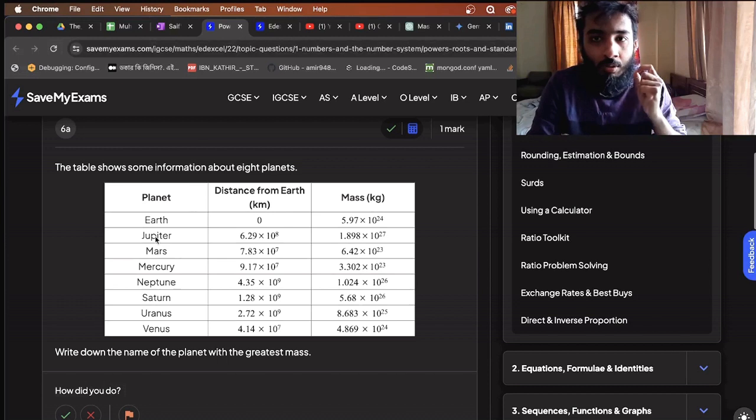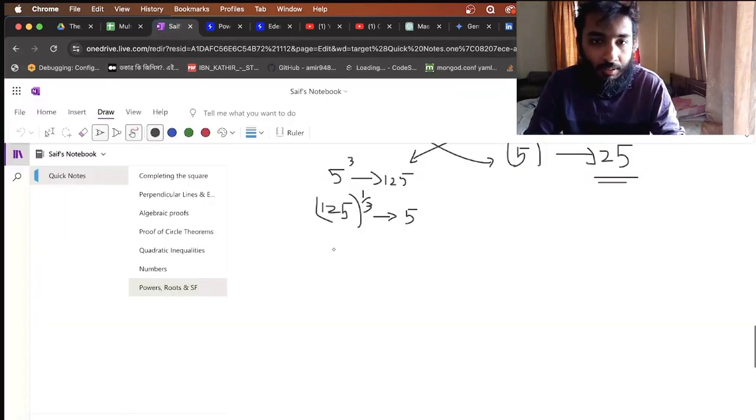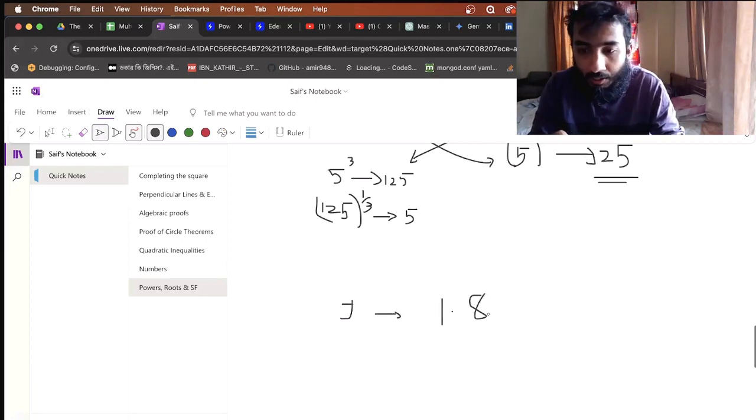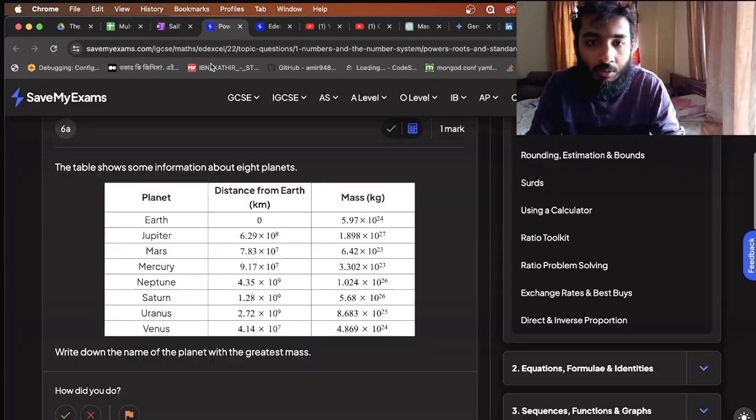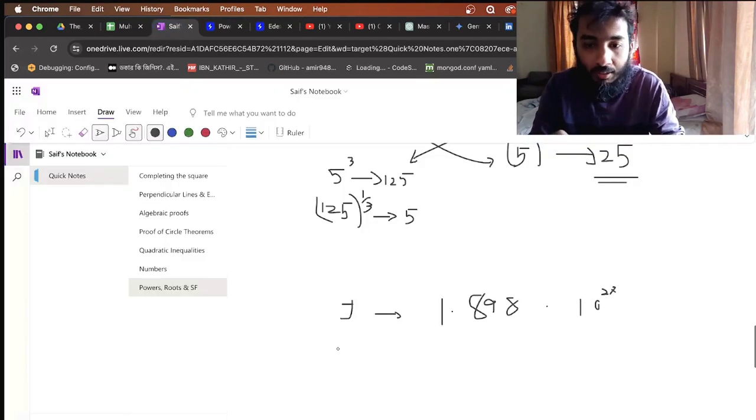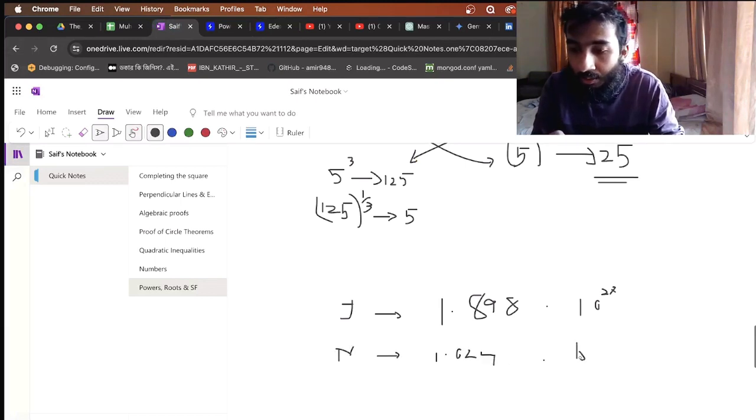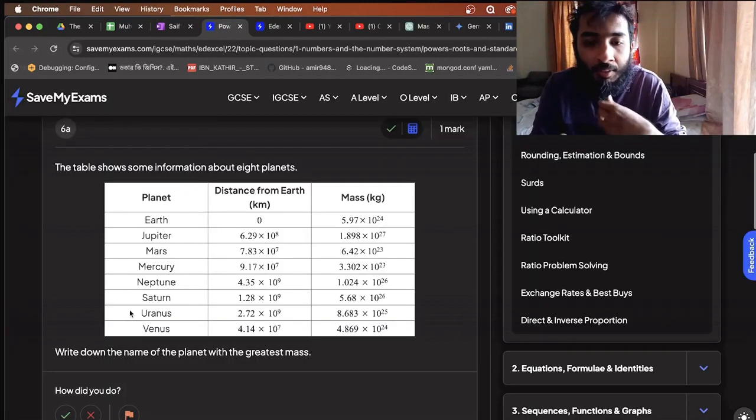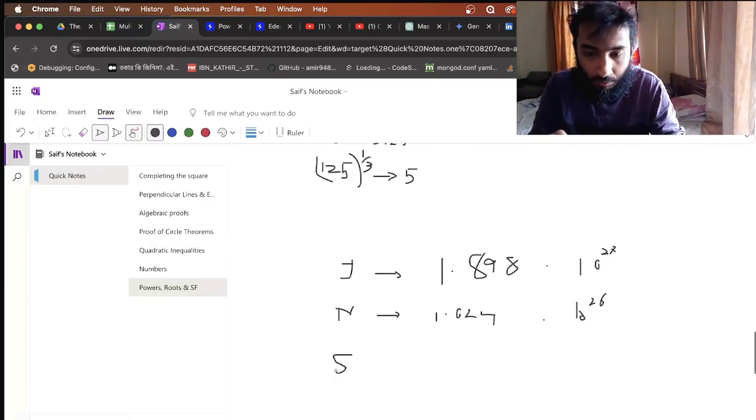So if I write down the masses of Jupiter, Neptune, and Saturn, let's start with Jupiter. Jupiter has a mass of 1.898 into 10 to the power 27, multiplied by 10 to the power 27. Neptune has a mass of 1.024 into 10 to the power 26. And then Saturn has a mass of 5.68 into 10 to the power 26.